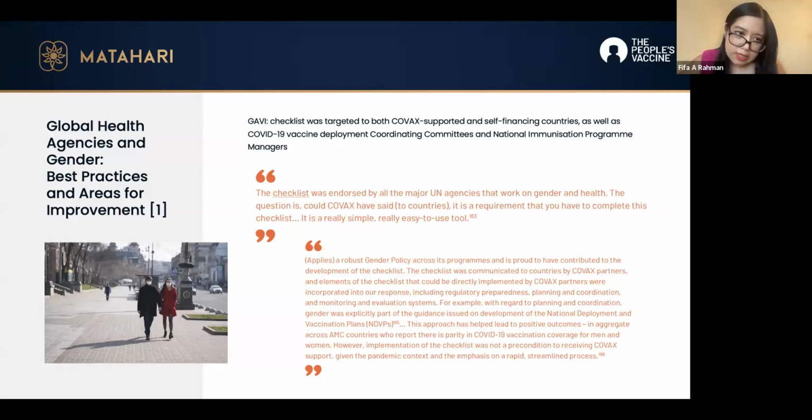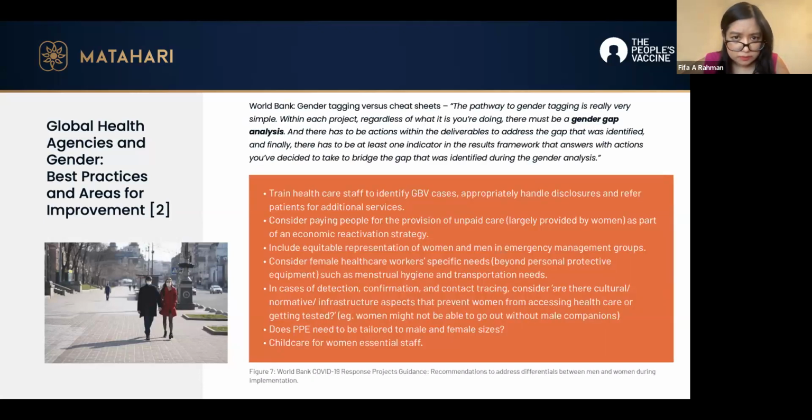So in our analysis of this, we wonder whether this is the right approach to things. If you have a checklist, but you use the pandemic as an excuse to not make it a requirement, when you know that during a pandemic, gender-related barriers are disproportionate and amplified, what kind of message are we sending? And essentially, that's how we interpreted that. This was observed in other global health agencies as well.